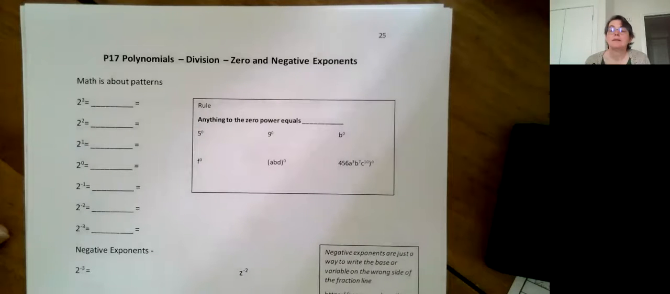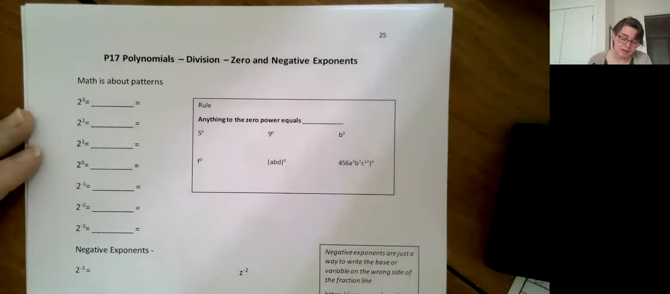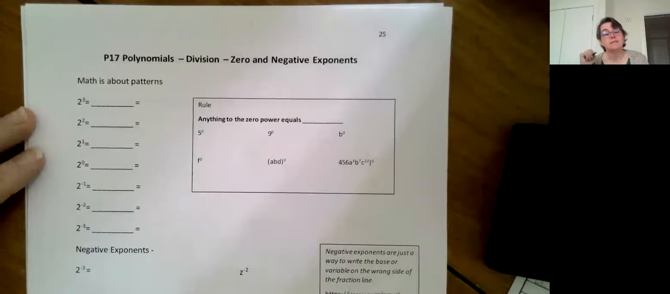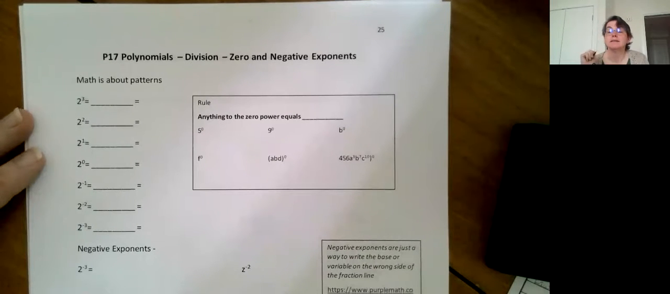Hi there. There's been a few videos on dividing monomials by monomials, and now I want to do a little more specialization and give you some alternatives, talking about zero exponents and negative exponents. And to me, the easiest way I can explain this is math is really just all about patterns.